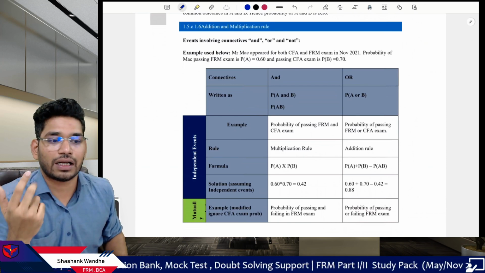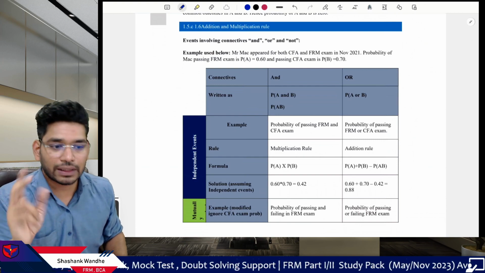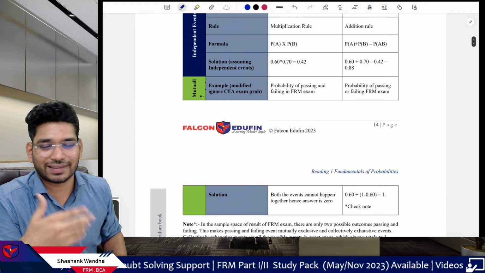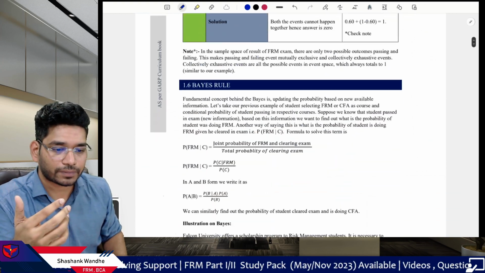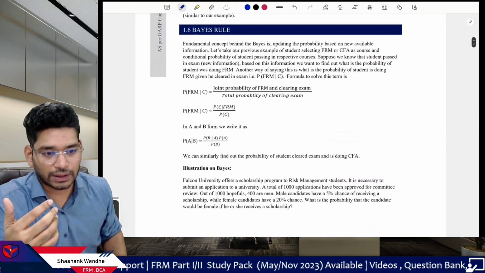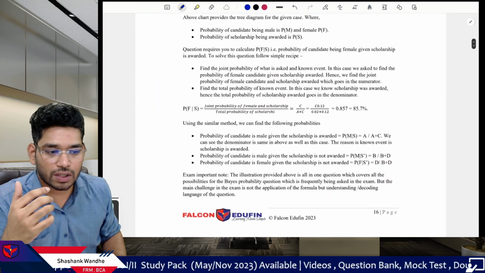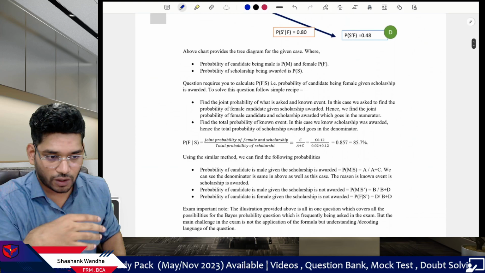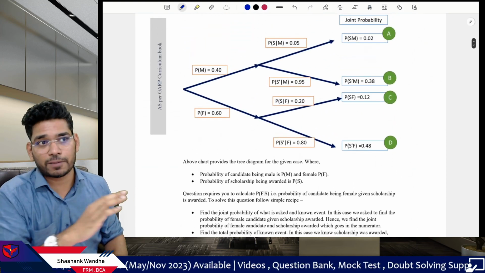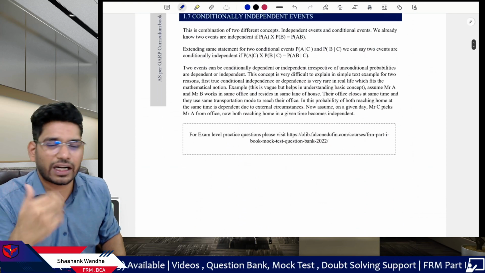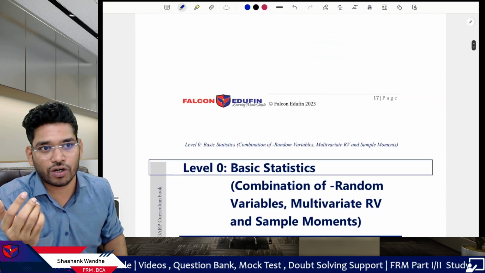Then we have the addition and multiplication rule. Now in addition and multiplication rule, this is again a testable area. Sometimes GARP tests this. Then Bayes rule or Bayes theorem. Make sure you read this illustration, solve some questions. So all the concepts are given here. Bayes explained in tree format, so you have to understand this. Okay, then we have the conditionally independent event, a theoretical discussion, not very testable.